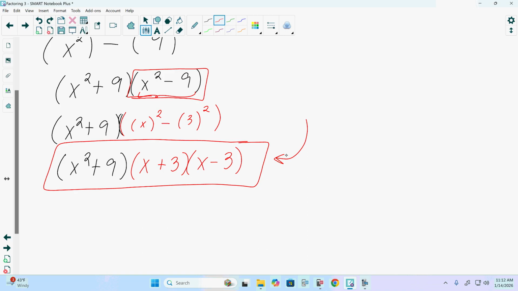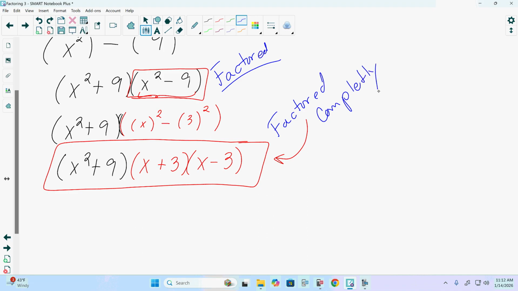Questions? Yes? Mm-hmm. Yeah, because this would be considered factored. However, this last one is factored completely. And that's the big difference. In most places, on the ACT, they will ask you to factor the following expression completely. So x squared plus 9 times x squared minus 9 is factored, but it's not factored completely.